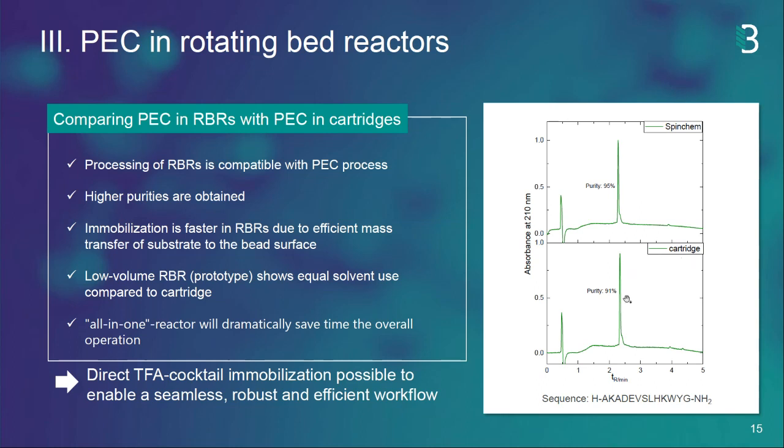You can see here the purity. We are happy to share that the immobilization is really faster in rotatory bead reactors due to efficient mass transfer. And the PEC purity was also slightly higher in the SpinChem compared to the cartridge. And due to the efficient mass transfer of SpinChem technology, we could even achieve more recovery in the SpinChem compared to the normal cartridges.